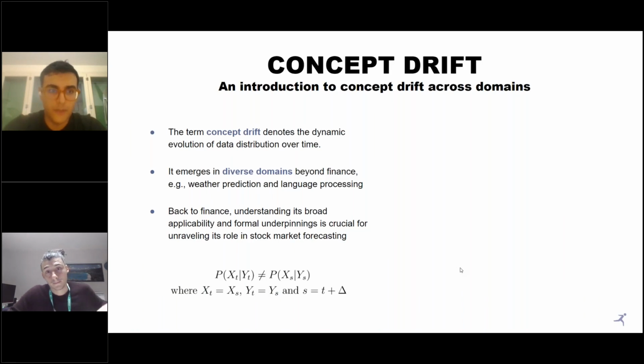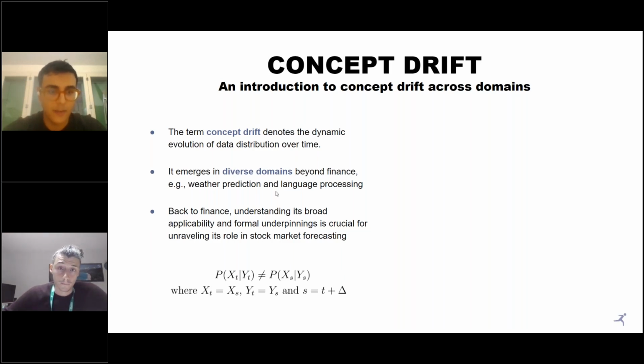The term concept drift denotes the dynamic evolution of data over time, and it is present in diverse domains beyond finance, specifically like weather prediction or language processing. And back to finance, being able to understand its underpinnings is crucial for the role in the forecasting and being able to provide a robust forecasting in the market.